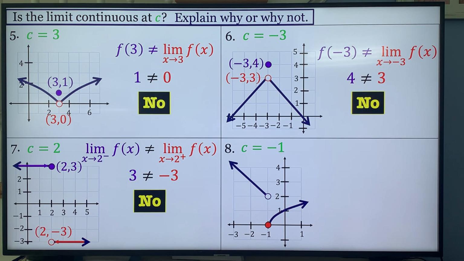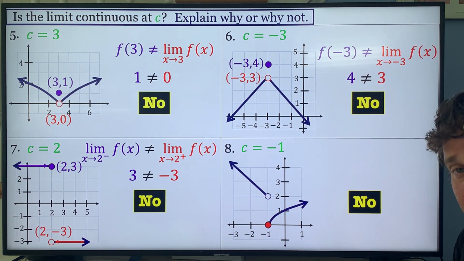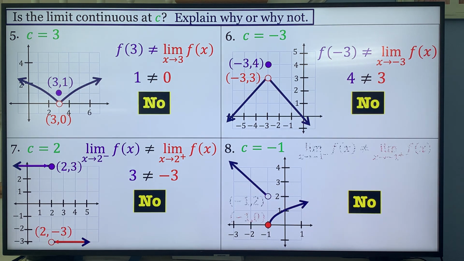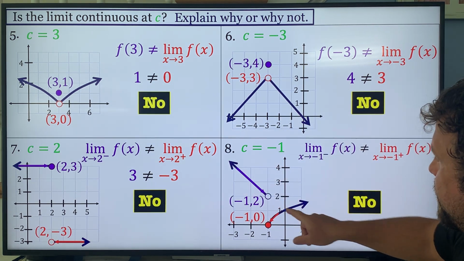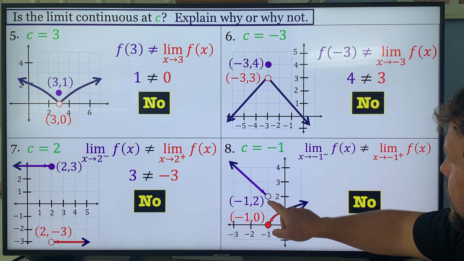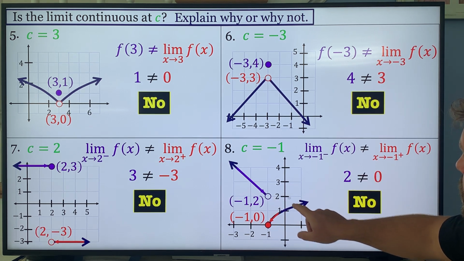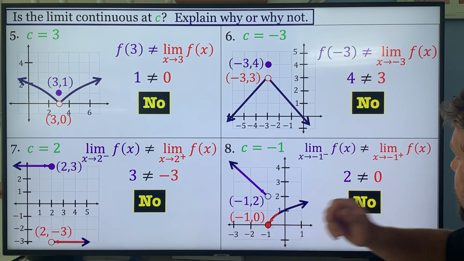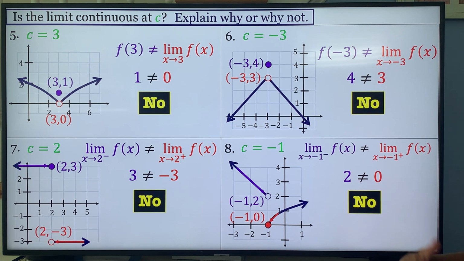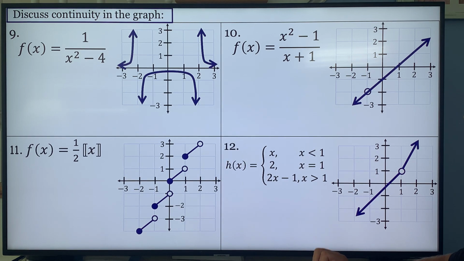What about problem number 8? Is that continuous? No, that is not continuous either. Why? Because the limit from the left is different than the limit from the right. The limit from the left is 2. The right-sided limit is 0. 2 is not equal to 0, not continuous. All right, try problems 9 through 12.